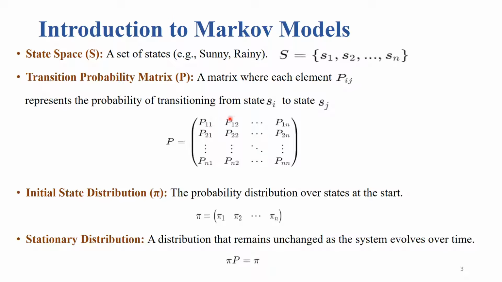Stationary distribution is a distribution that remains unchanged as the system evolves over time. For example, pi into P equal to pi.